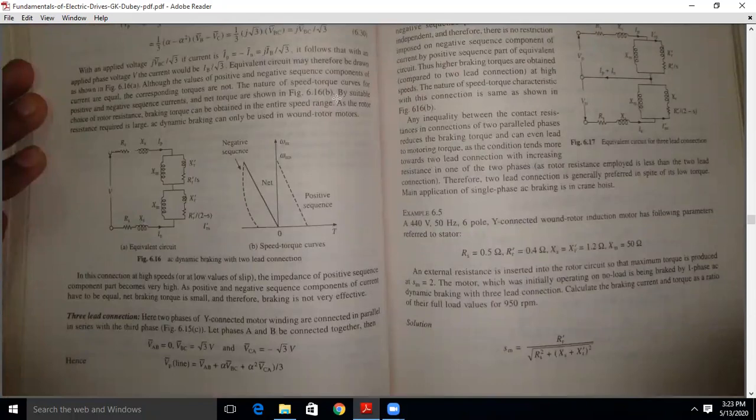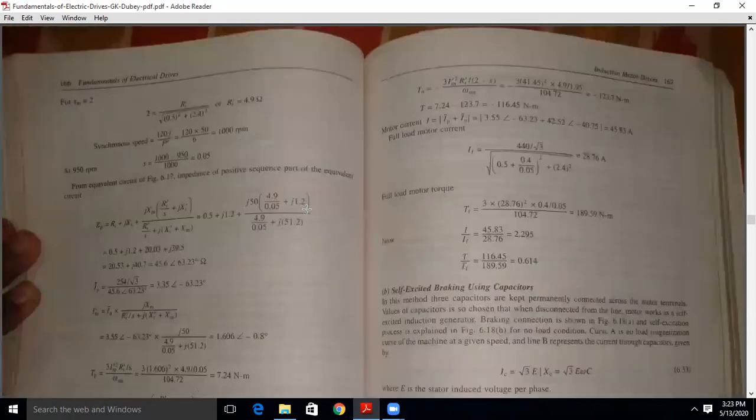So in this case, calculate the braking current and torque as a ratio of their full load values for 950 RPM. So here we have calculated the particular parameters. Again, we have calculated the positive sequence impedance ZP. Then IP we have calculated. Then IR-P we have calculated. Again, TP we have calculated correspondingly.